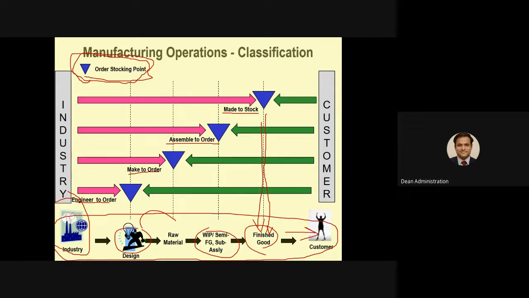So that is in brief what is called made to stock. If there is any doubt, you can type a question and I'll address it. Thank you.